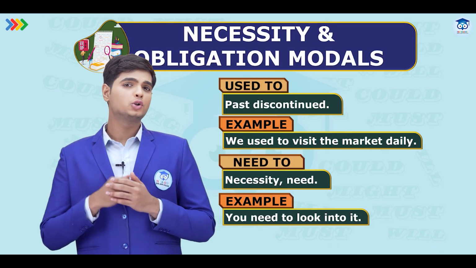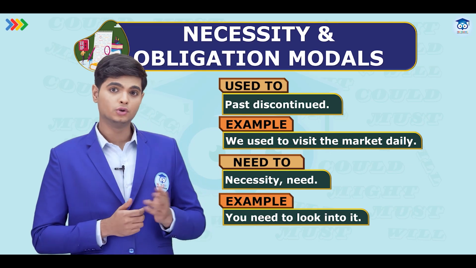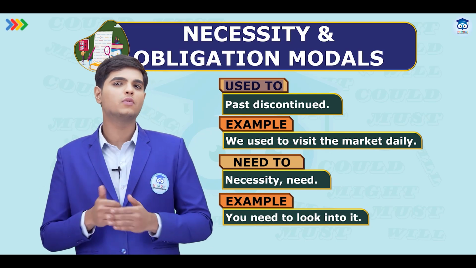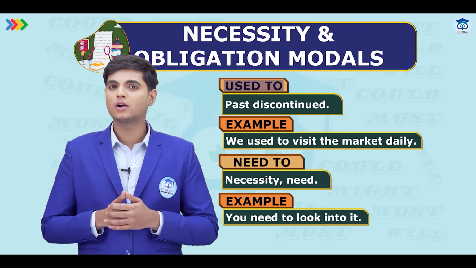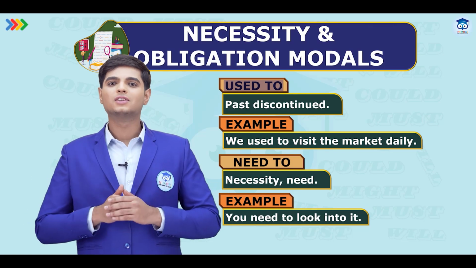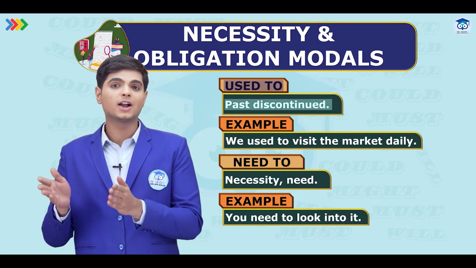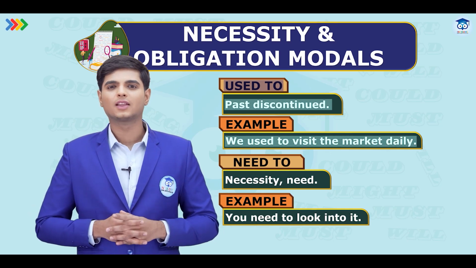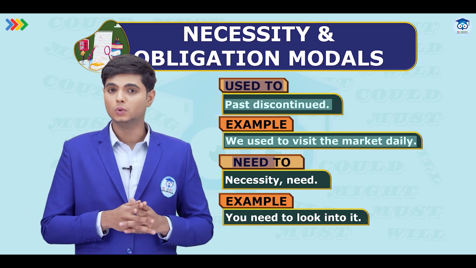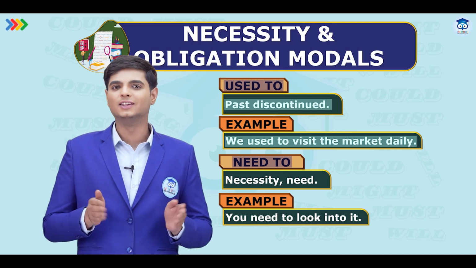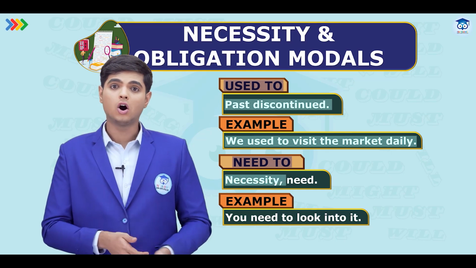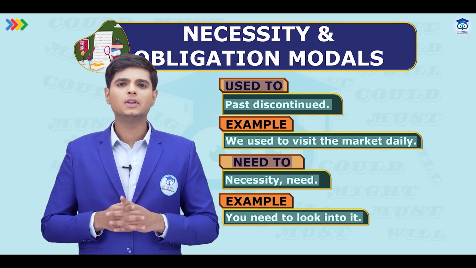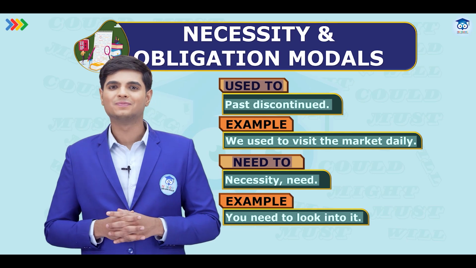Now, let's talk about two more important modals, used to and need to. Used to refers to habits or actions that were regular in the past but no longer happen. In other words, it shows a past discontinued action. Like in the sentence, we used to visit the market daily. Compare that with need to, which expresses something necessary. It shows necessity or need. Example, you need to look into it. This means the task requires your attention.